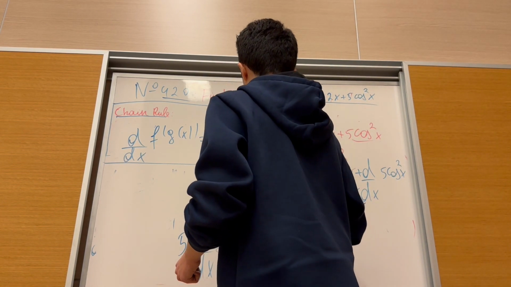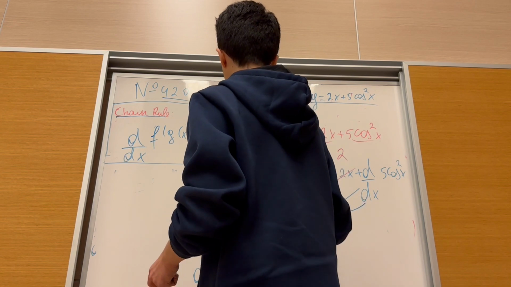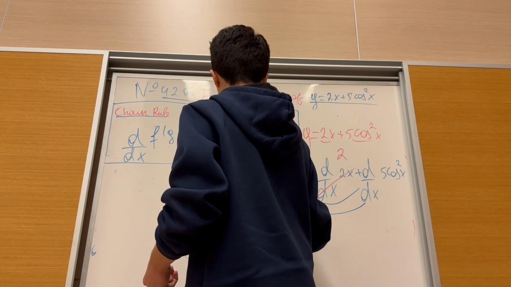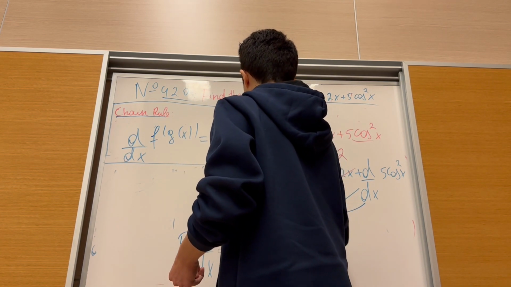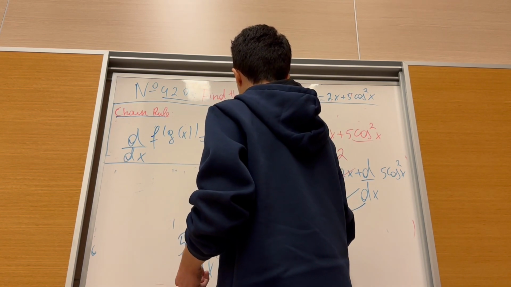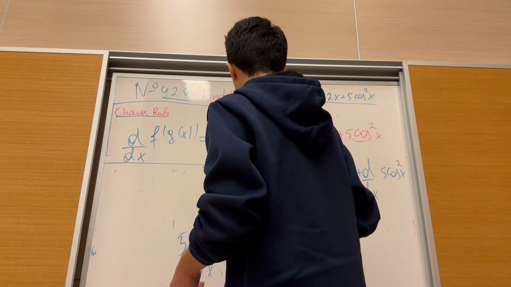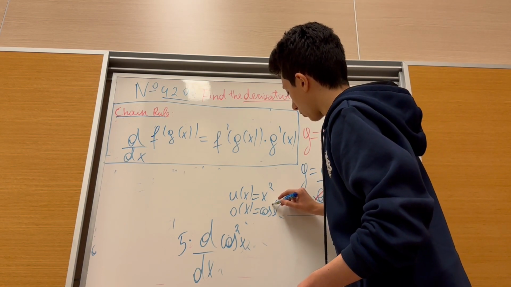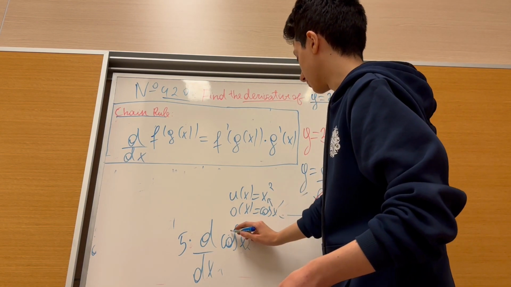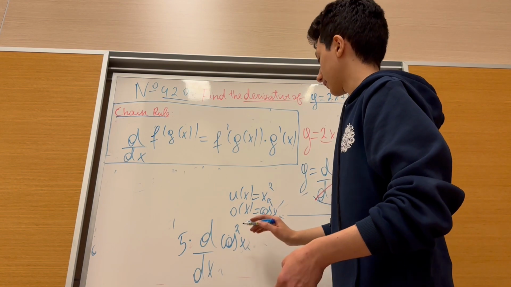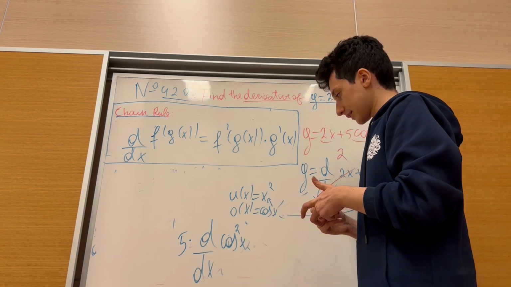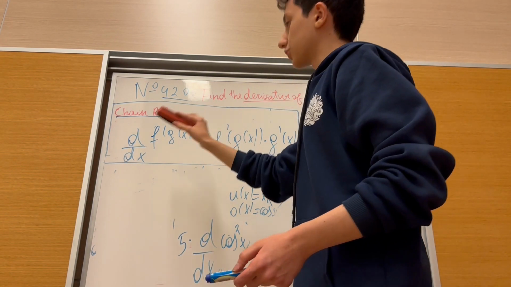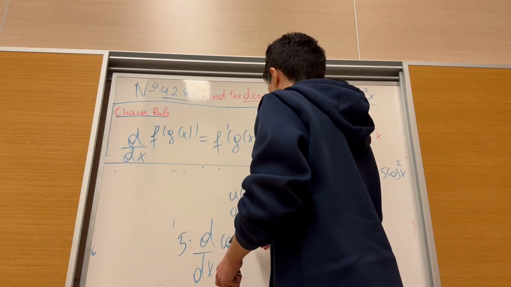Now, let's think about cosine squared x in this manner. Let u(x) equal x squared and v(x) equal cosine x. And suddenly we want to apply this cosine x to u(x), and it will be the composite function, and it will be cosine squared x. Excellent. Now, let's use the chain rule for finding the derivative.